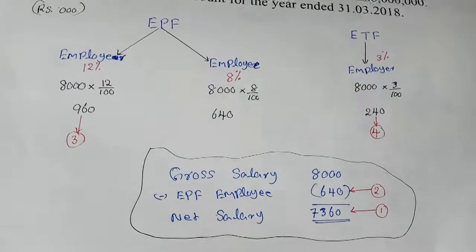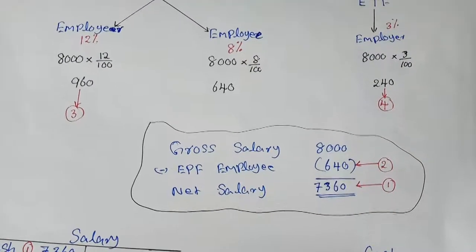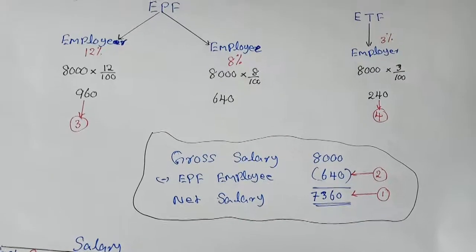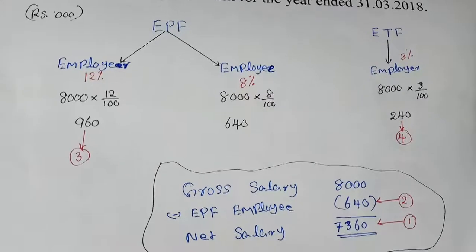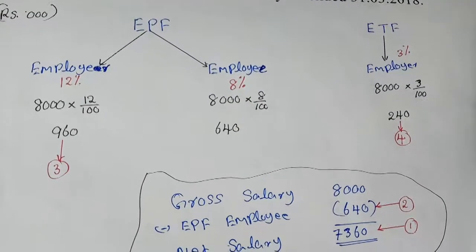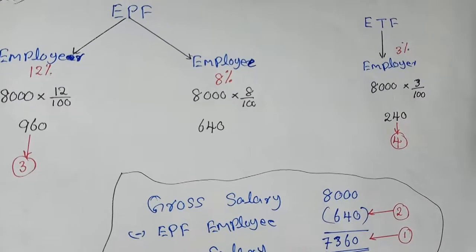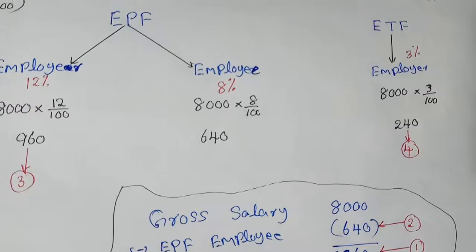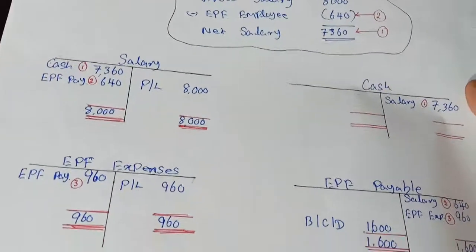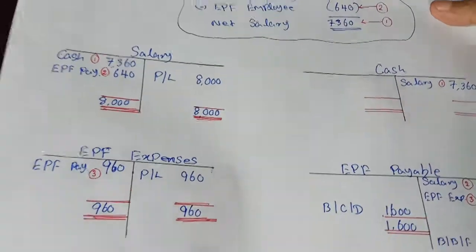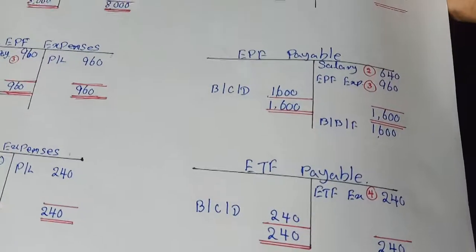When we are going to record in the ledger accounts, there are 4 steps that should be applied. First one, net salary should be recorded. Second one, EPF contribution of employee should be recorded. Third one, contribution of employer for EPF should be recorded. Fourth one, ETF contribution of employer should be recorded. There are 6 ledger accounts that should be prepared: salary account, EPF expense account as well as EPF payable, ETF expense and ETF payable.